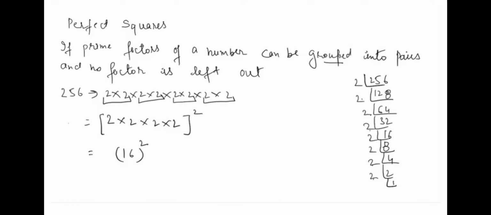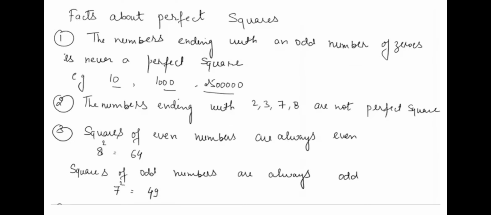Fine. Now how to find the square root? That is 2 into 2 into 2 into 2, that is this is square. So 256 is the square of 16. So 16 is the square root. In other words, students, we can say a number whose square root is a whole number, then we can say that number is a perfect square. So this is also a definition. Fine.